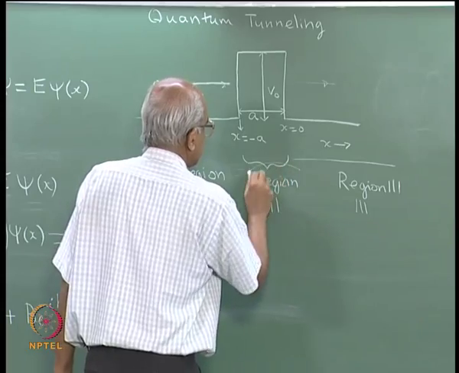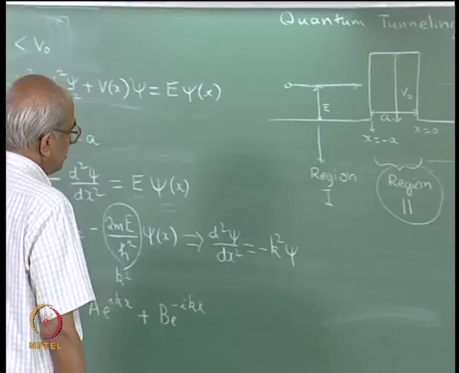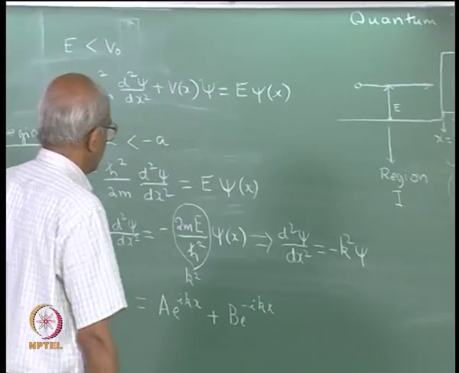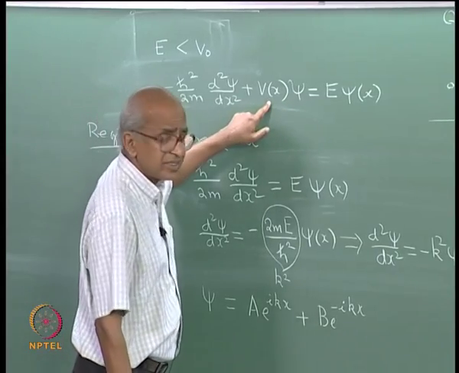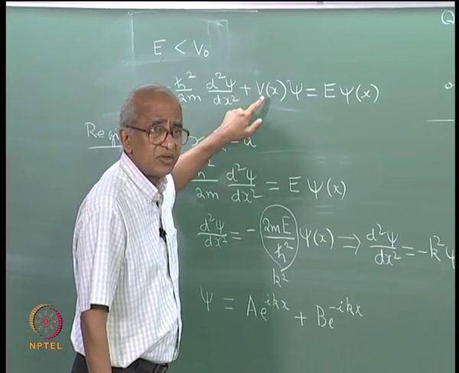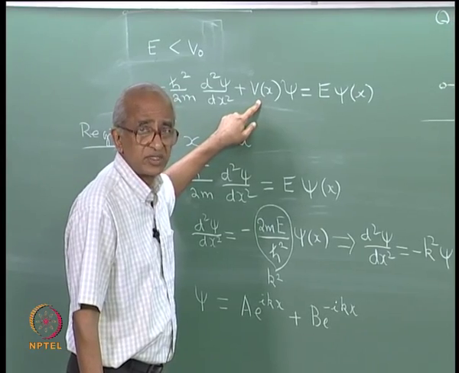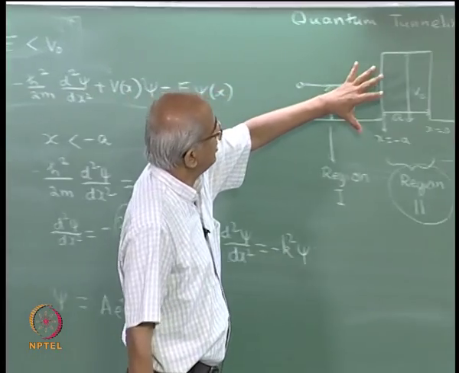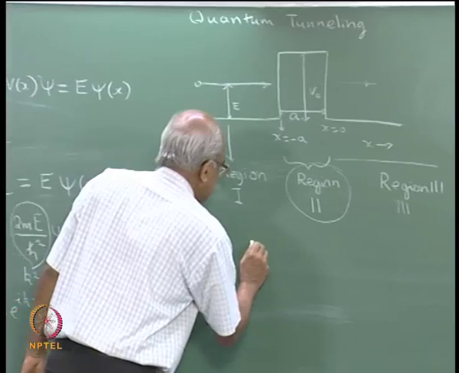Region 2 is this region. In that region, what happens to the differential equation? Well, this is your differential equation. In that region there is the barrier, and in that region you know that v of x is equal to v0, which is a constant, the height of this barrier. So let me write that differential equation.